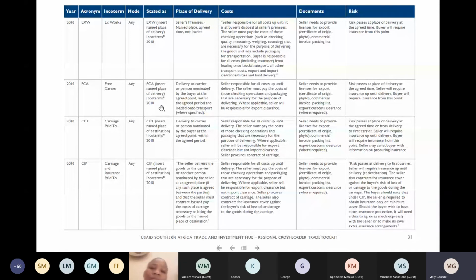You have to write it out fully. Okay, so the delivery that you'll do will be to the carrier or person nominated by me, the buyer, at the agreed point. If I tell you, please deliver it to a warehouse in Gaborone, and this is the company I'm using, that's what you need to do. You need to deliver it there. So your risk is right up until it is delivered to that point and on that day.